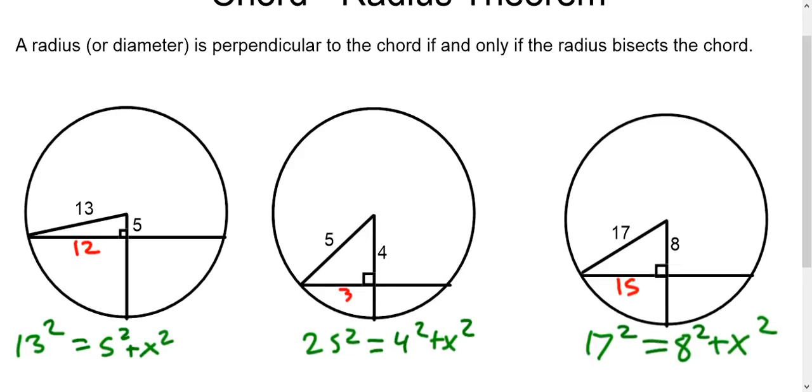So the question that you're going to see with these, though, is not going to say find the length of that side. It's going to say find the length of the chord. So remember we said that if it's perpendicular, it's also a bisector. So if the left side is 12, so is the right side, which means the chord is 24. If the left side is 3, so is the right side, so the chord is 6. If the left side is 15, then the right side is 15, so the entire chord is 30.